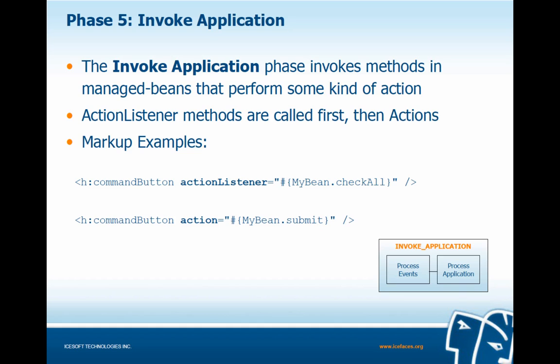The fifth phase is the invoke application phase and is where methods in managed beans that perform some kind of action are called. So in this case, we've updated our model values and we can then call our actions and action listeners, which contain our business logic. So action listener methods are called first and then actions.